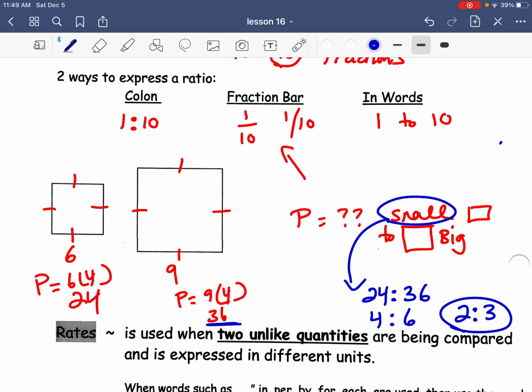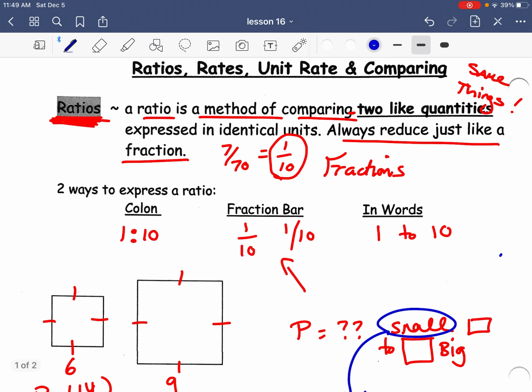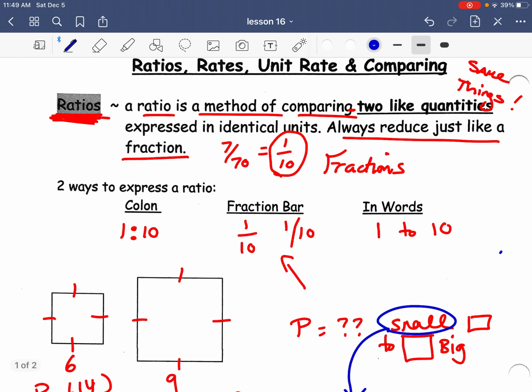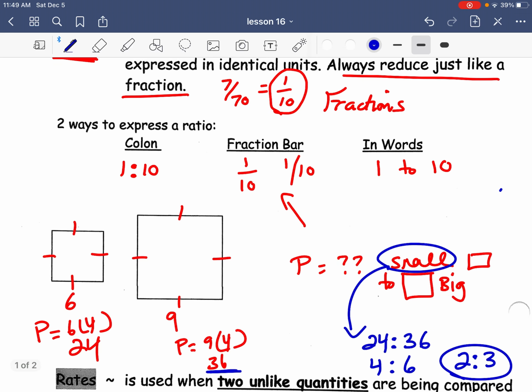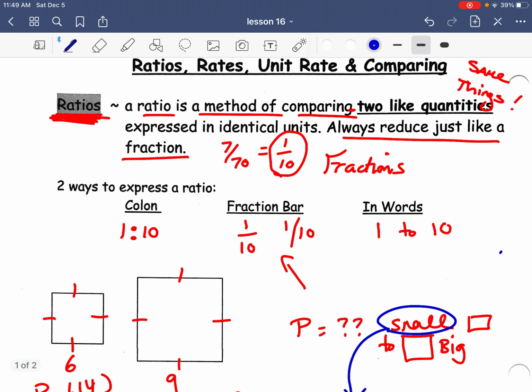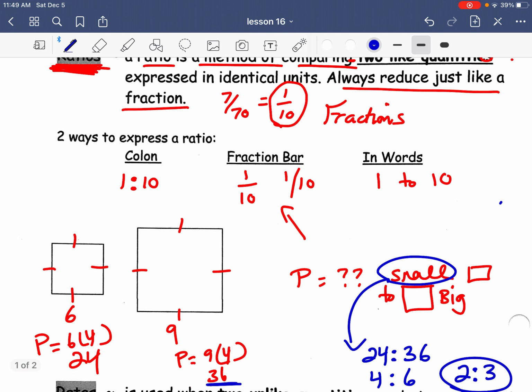So this one's just comparing things that are similar. You were comparing the square to the square for ratios. It could be comparing boys to girls. So we're talking about the same type of thing. If it's talking about orange fish to blue fish, we're still comparing fish to fish for ratios.